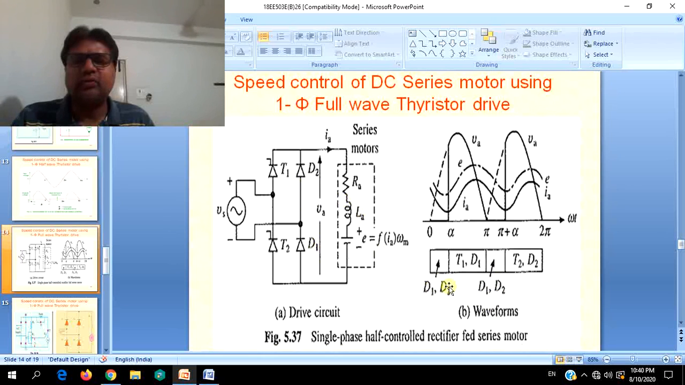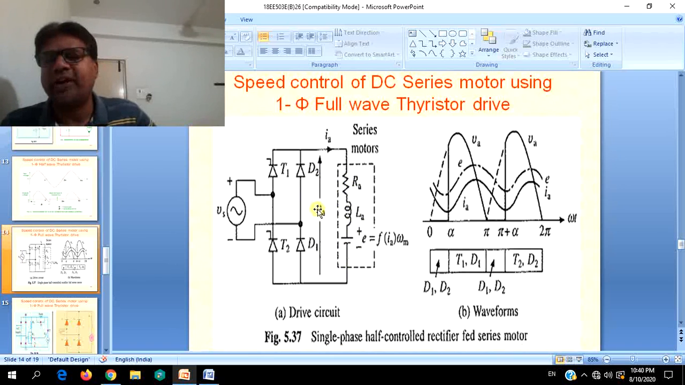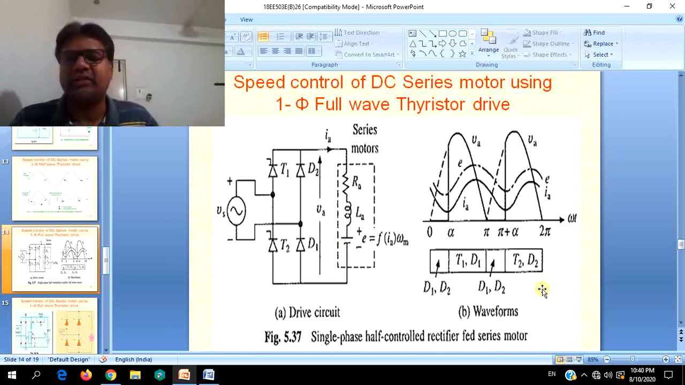During that, D1 and D2 will be acting as circulating paths for the remaining energy of the inductance to be fed back or consumed in itself. From pi plus alpha to 2 pi, T2 and D2 will be conducting. So that is how a single phase full wave thyristor drive works for speed control, and as alpha increases, conduction time decreases and the average output will decrease.